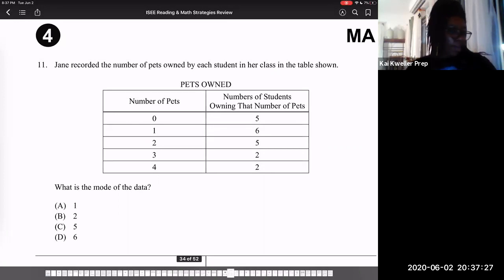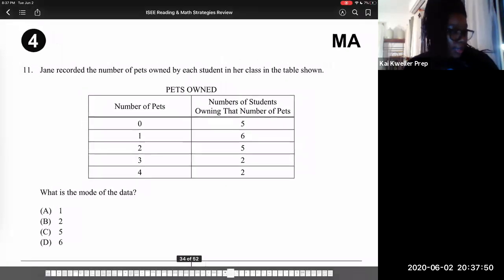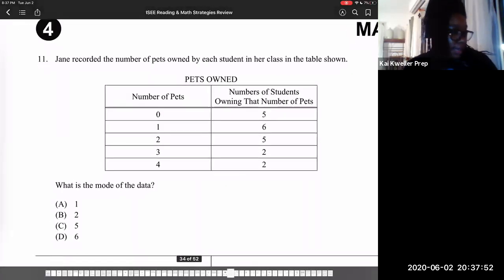Okay, so you have the number of pets and the number of students owning that number of pets. It's really easy to get confused by this. But we're looking at how many students own the number of pets. We're not focusing on the number of pets, but more so the number of students that own that number of pets. And the largest number there is six.